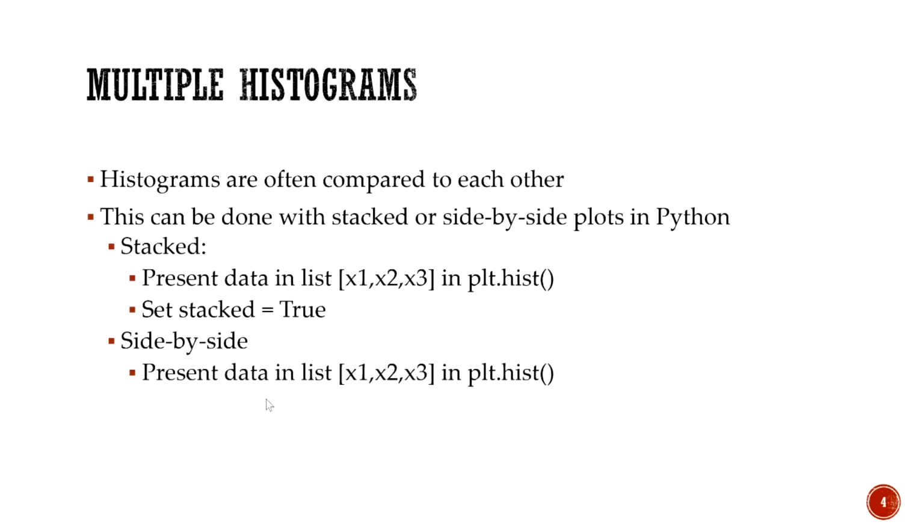Oftentimes we want to compare several histograms. So we want to compare them. This can be done with a stacked or side-by-side plots in Python. If you want to go with the stack variable, we pass the data in a list. So x1 is the first variable, x2 second variable, x3 third variable, so it becomes like a list of lists. And then we pass this to the hist function.